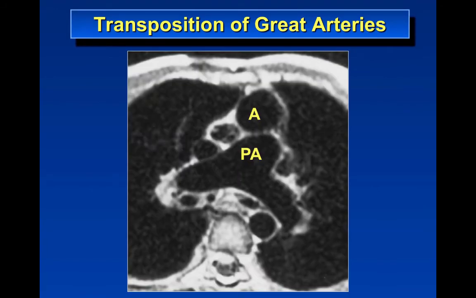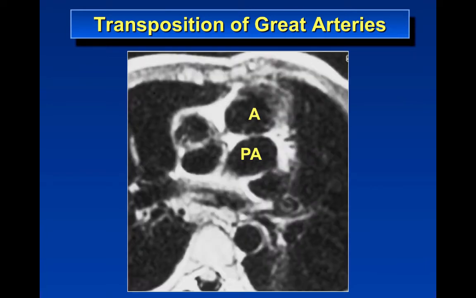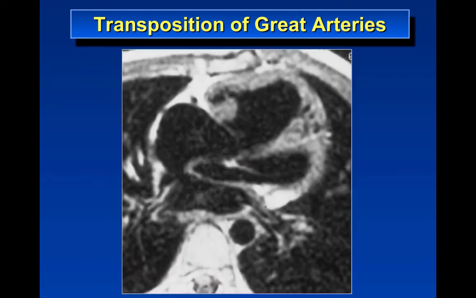In transposition of the great arteries, we may see the aorta directly anterior to the pulmonary artery, as we see in this patient, and alternatively, the aorta may be slightly to the right as well as anterior to the main pulmonary artery. And as we scroll down in this patient, we can see the aorta anteriorly and the pulmonary artery behind. And the aorta is connected to the right ventricle, so it's coming out of the RV, and the pulmonary artery comes out of the LV, and that's the complete transposition.